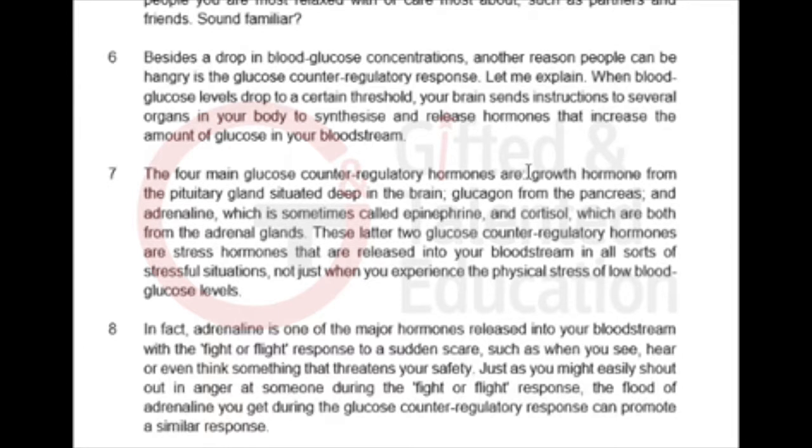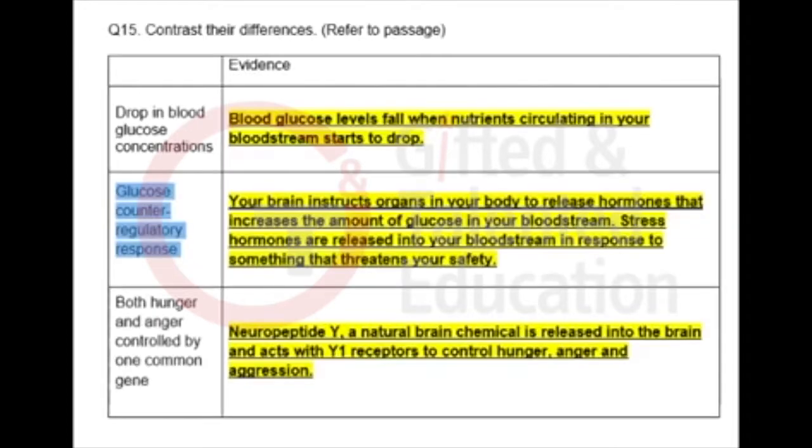Do we remember the names of these hormones? These glucose counter-regulatory hormones. They are growth hormone, glucagon, as well as two others which are also stress hormones, adrenaline, as well as cortisol. There you go. Our brain instructs the organs to release hormones to increase the amount of glucose in our bloodstream. Stress hormones are also released in response to something that threatens your safety.